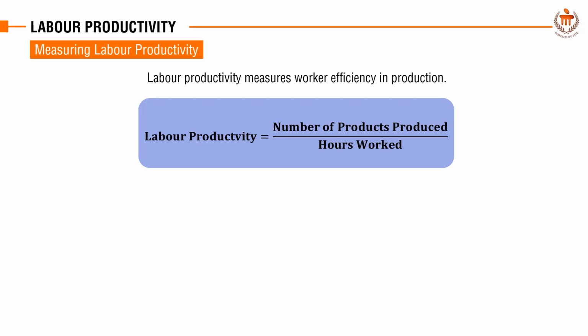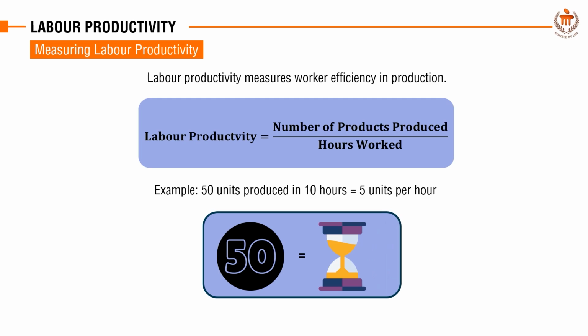This means that for any given period, labor productivity can be assessed by dividing the total number of goods produced by the total hours worked by an individual or team. For example, if a worker produces 50 units in 10 hours, their labor productivity would be 5 units per hour.